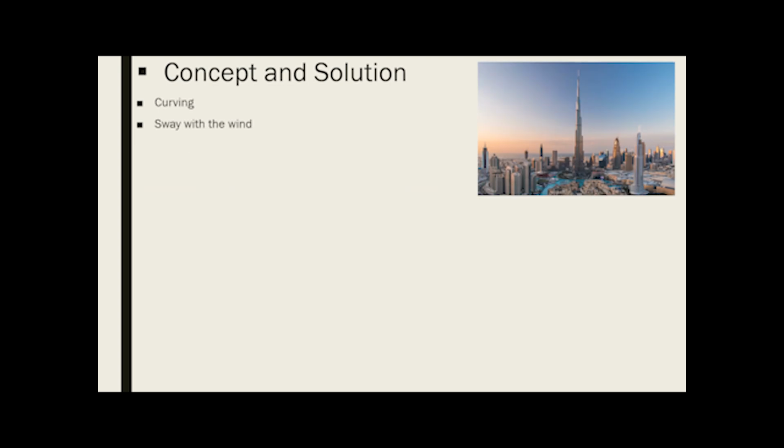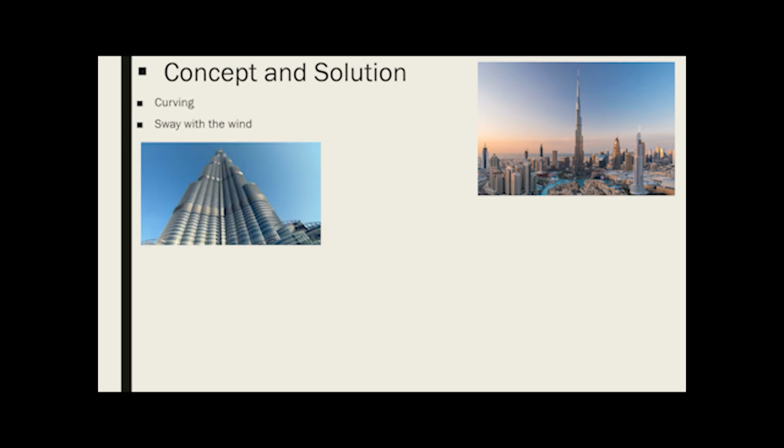For the Burj Khalifa, they use curving to sway the wind. What I mean is that from a further view, the building looks like Willis Tower. It's like multiple setbacks, and it doesn't look curved at all. But taking a closer look, doing more inspection, you can see that it is very curved. So it tried to eliminate the phenomenon called vortex shedding.